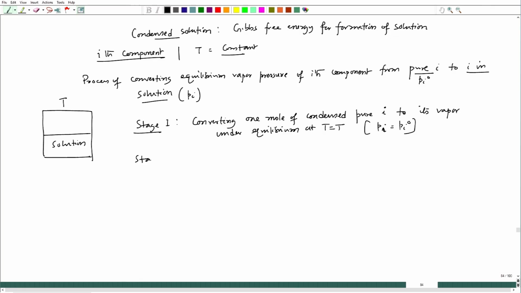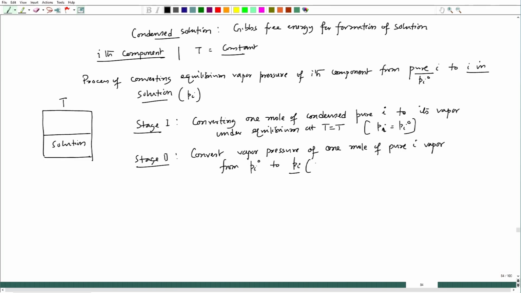Now, the second stage: I will convert one mole of pure I vapor from P I naught to P I. And this P I is basically, had it been a solution of A in B, or I in a solution. That means if I is a component in a condensed solution, that time that partial pressure, the equilibrium vapor pressure, should have been P I. We have already understood that.